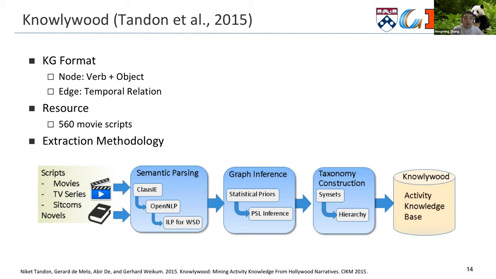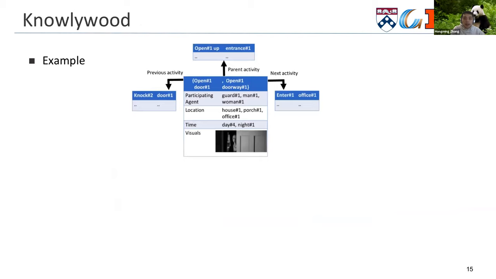So here is an example showing the extraction results. From this scene, they can actually find some very interesting knowledge about events. Like we often first knock the door and then open up the entrance, and then we can go into the office. So a big advantage of this approach is the quantity.